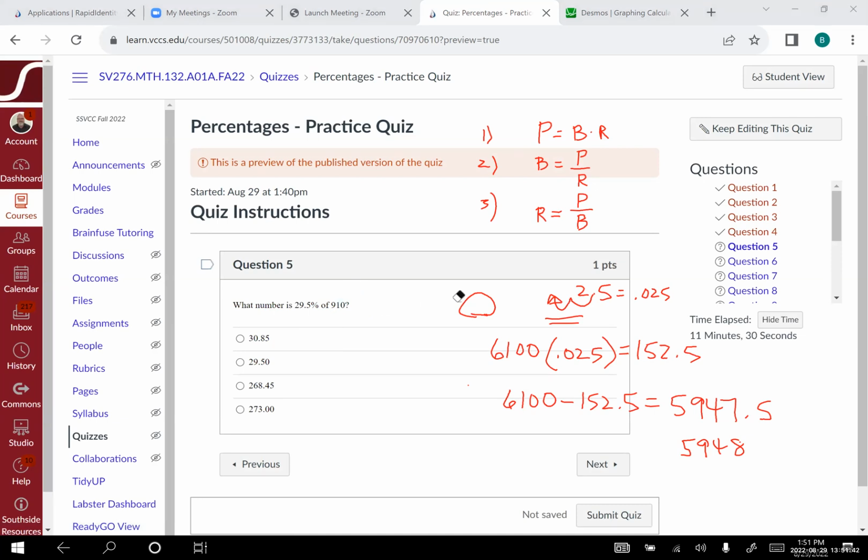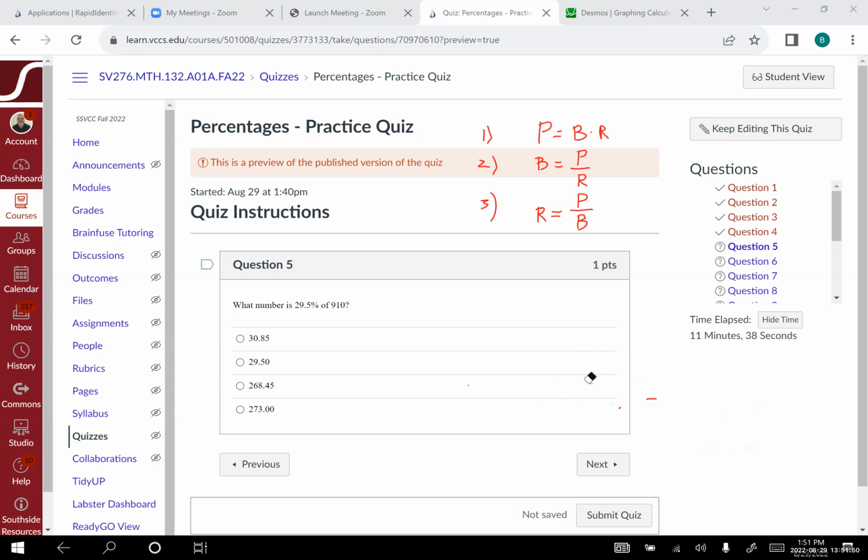All right, what is 29.5% of 910? Which formula am I going to use? What am I looking for? Well, I could label what I have. What's the 29.5%, base, rate or part? Is that the rate? That's very good. Yeah, the percent usually tells us that that's the rate. Now, what's the 910? Is that the base? That's the base because we're talking about taking 29.5% of 910. So I'm looking for the part.